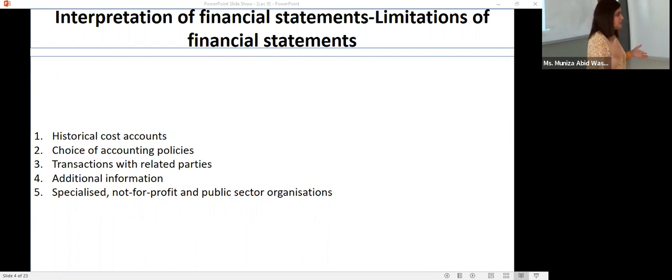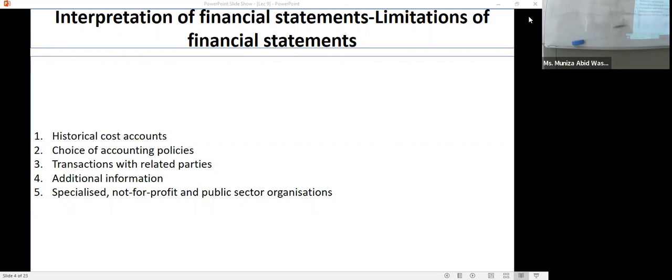Anyhow, a change in the depreciation method is not an accounting policy. Okay, it's an accounting estimate. But you should know that different organizations could be using different accounting policies and different accounting estimates, on the basis of which their results are going to be different from each other. And this is again the limitation of ratio analysis.